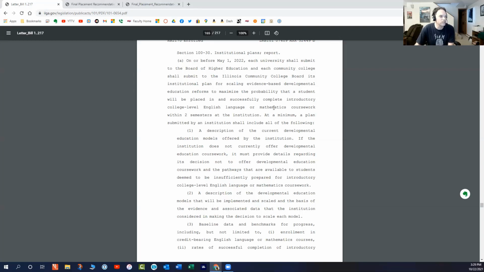Each community college shall submit to the ICCB its plan for scaling evidence-based DevEd reforms to maximize the probability, that's interesting wording, maximize the probability that a student will be placed in and successfully complete introductory college level math coursework within 2 semesters at the institution.